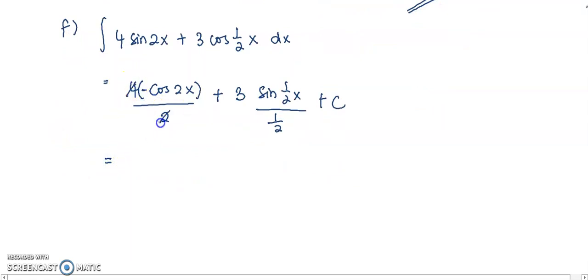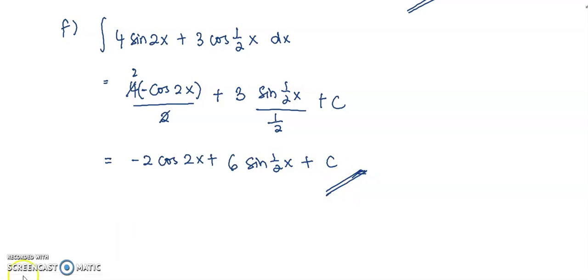Then finally, we need to simplify it. You have the first term, negative 2 cos 2x, plus, over 1 over 2, meaning that you can bring the 2 up, multiply by the 3, you get 6 sine 1 over 2x plus c.